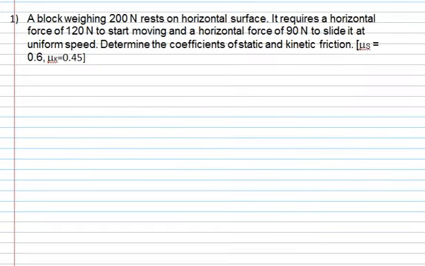We are given a block of 200 Newton and it rests on a horizontal surface. It requires a horizontal force of 120 Newton to start moving and a horizontal force of 20 Newton to slide it at a uniform speed. Determine the coefficient of static and kinetic friction. The weight of the block is given as 200 Newton, so the normal reaction is also equal to 200 Newton.